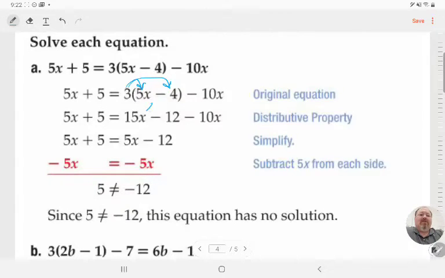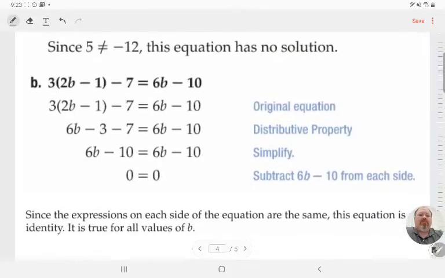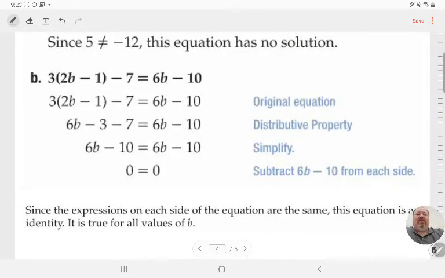Then you'll notice that you have two variables on this side, so we have to combine like terms. 15x minus 10x would give me 5x, so then I have 5x plus 5 and 5x minus 12. If I subtract 5x from both sides, I get 5, which does not equal negative 12, so therefore that would be no solution.